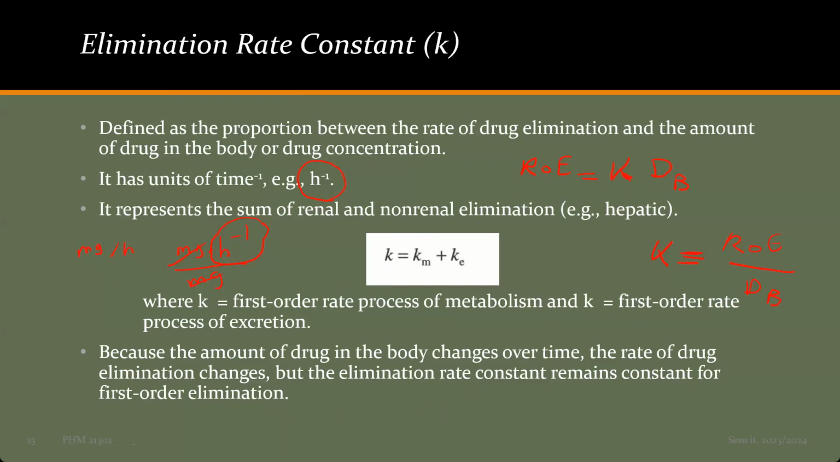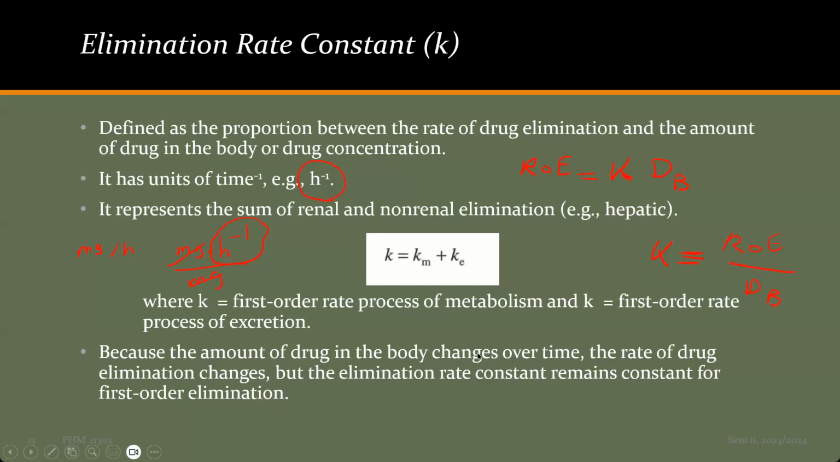Okay, now another question is, does the elimination rate constant change with the change in the excretion? No. With changing the concentration of drug in the body, no, it doesn't decrease. It is a constant. The rate is decreasing with the decrease in the amount of drug in the body. They decrease together by the same proportion. This proportion, the elimination rate constant, remains constant. It doesn't change. So be careful, be aware of this.